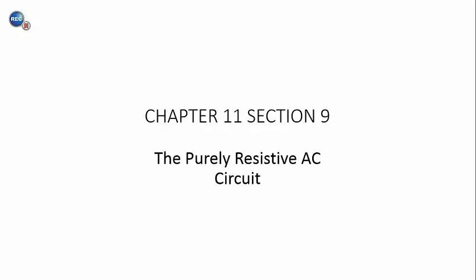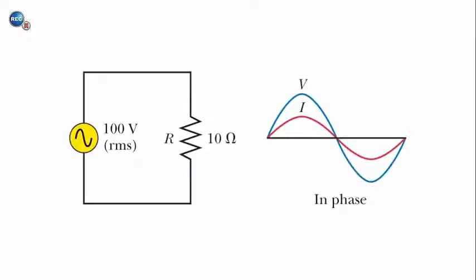This is section 9. It's called the purely resistive AC circuit. And so by purely resistive, we mean an AC circuit that only has a resistor in it, no inductors and no capacitors. As long as the circuit is purely resistive, the voltage and the current will be in phase. And we'll see later that if we start to add inductors and capacitors to the circuit, the voltage and the current start to become out of phase.